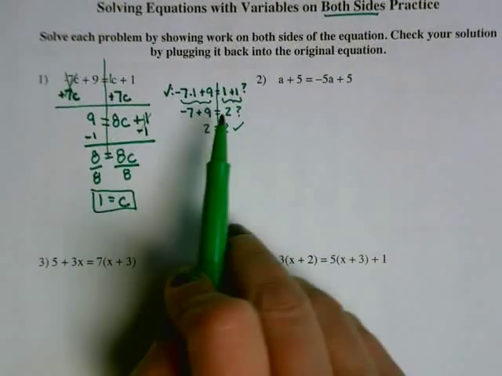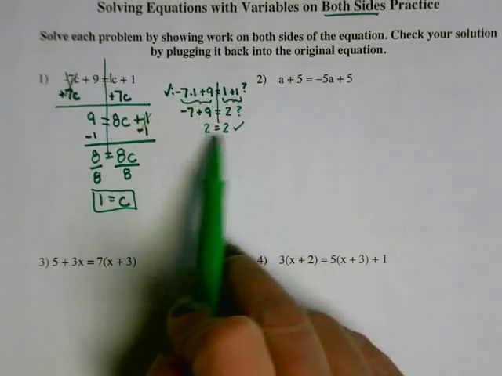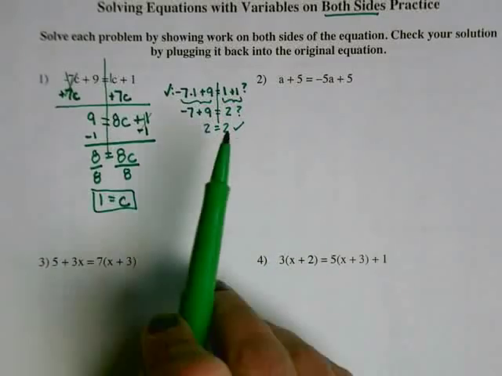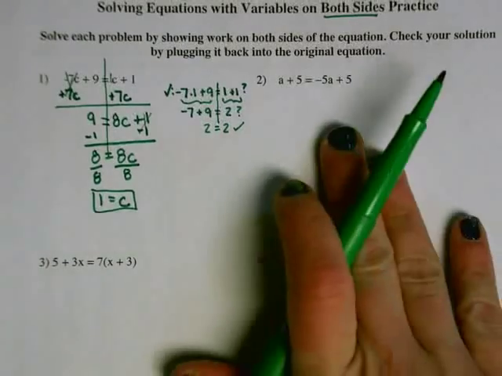So I am going to ask you to actually show the work for the check and to simplify each side until you can prove that it is equal to each other on both sides. All right, I'm going to save number 2 for you to do.